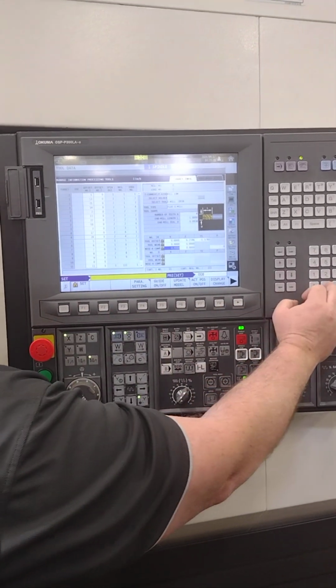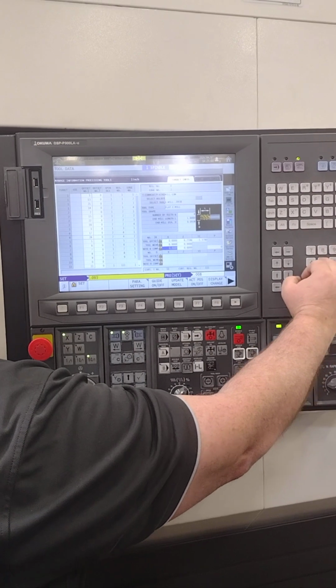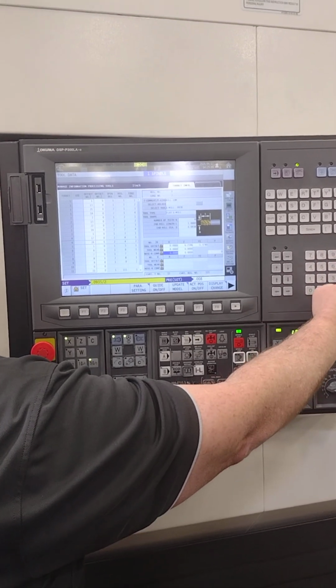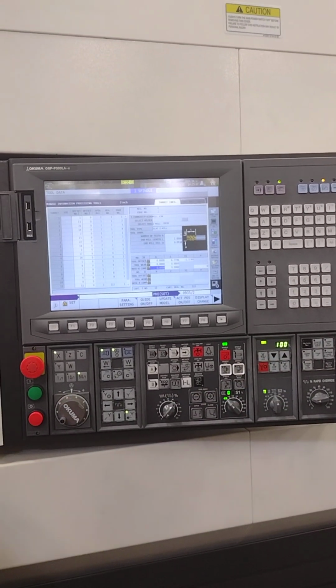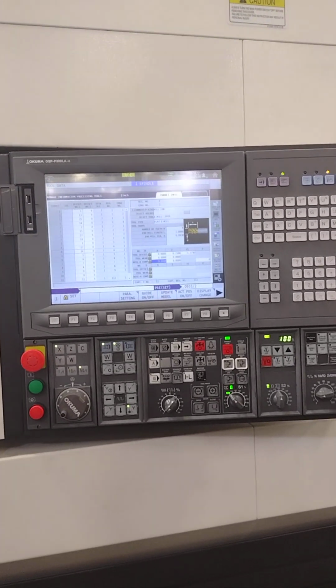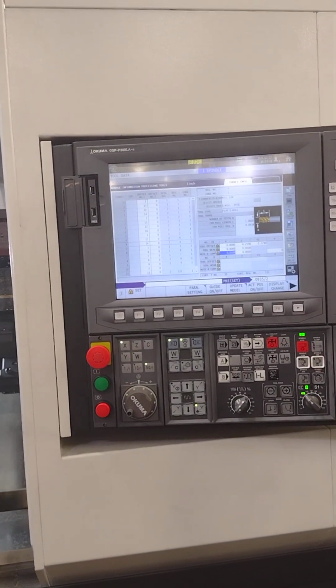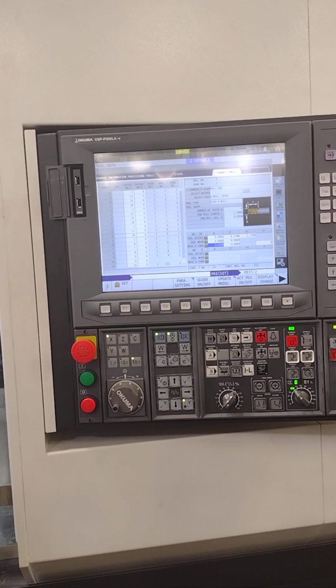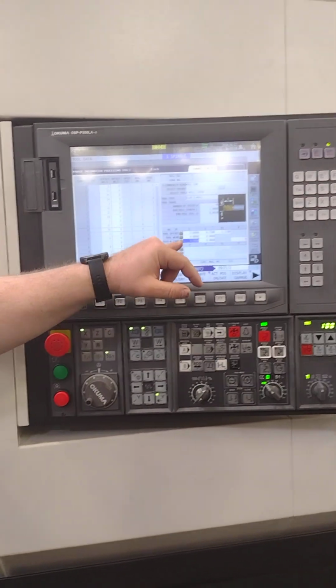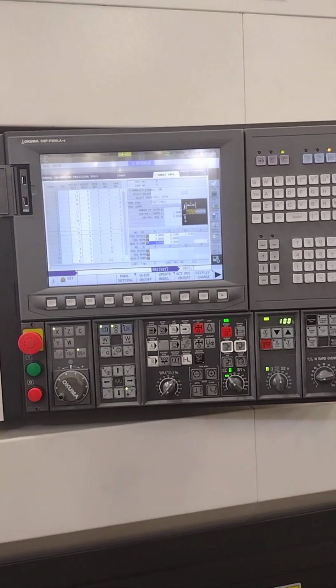So 0.0935 divided by 2, 0.0468. Otherwise, you can now manipulate the hole size or whatever you need to do based on what your tool nose radius comp is.